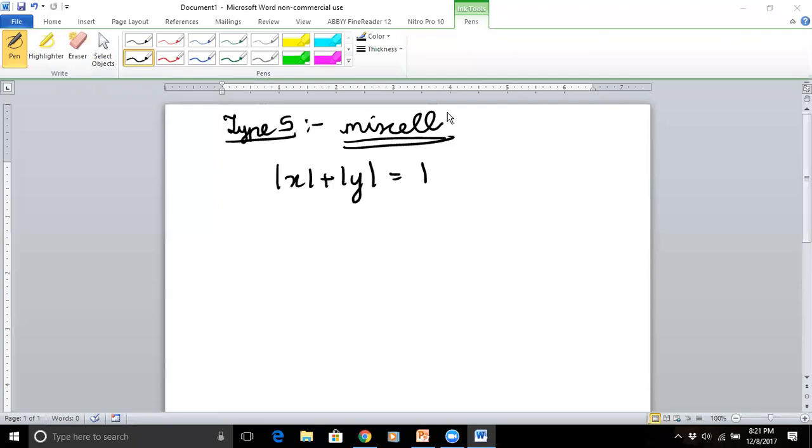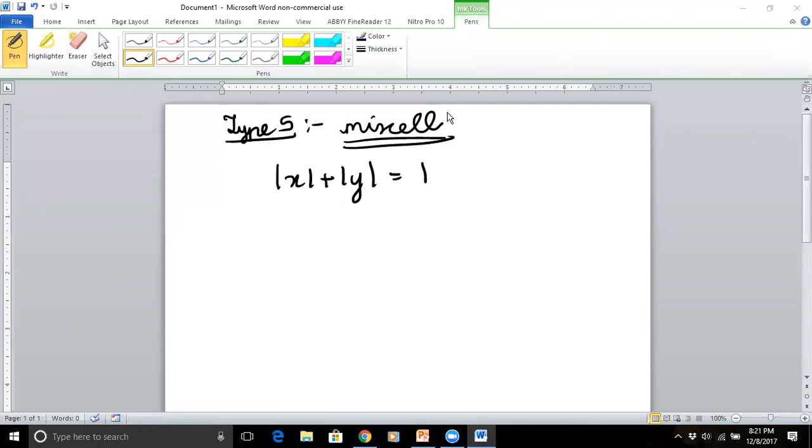The other way to think about this is also to use the number line. You can say that the distance of x from 0 plus the distance of y from 0 has to be equal to 1 unit. Basically x and y are at the same origin and the distance has to be 1 unit. So if the distance has to be 1 unit, either x has to be 1 or y has to be 1, or x has to be minus 1 or y has to be minus 1. That's one way to look at it.